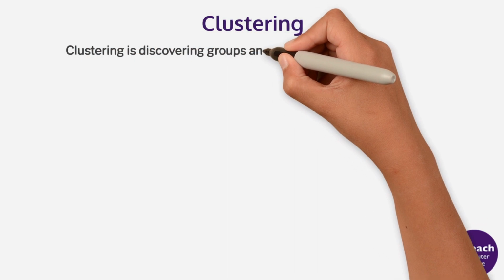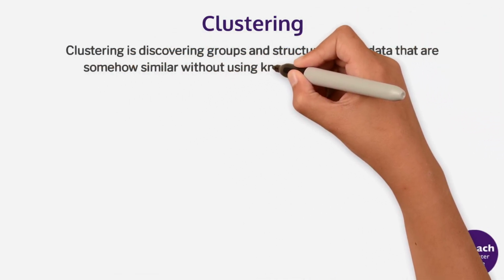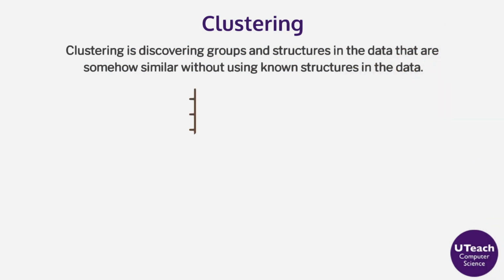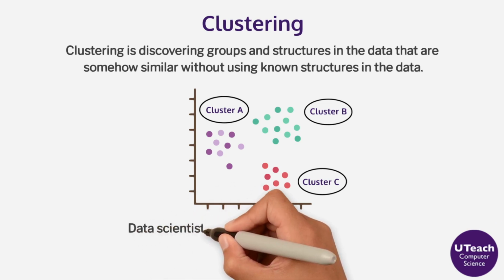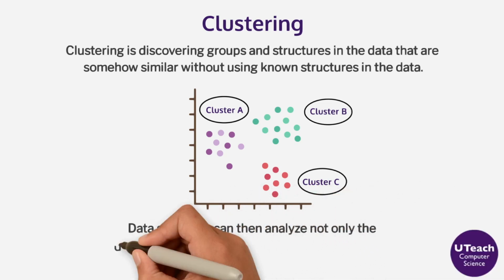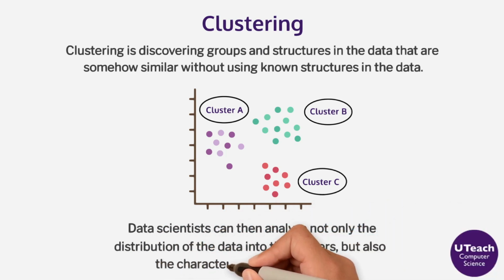Clustering is discovering groups and structures in the data that are somehow similar without using known structures in the data. Clustering attempts to group related data into subsets called clusters. Data scientists can then analyze not only the distribution of the data into the clusters, but also the characteristics of each cluster.